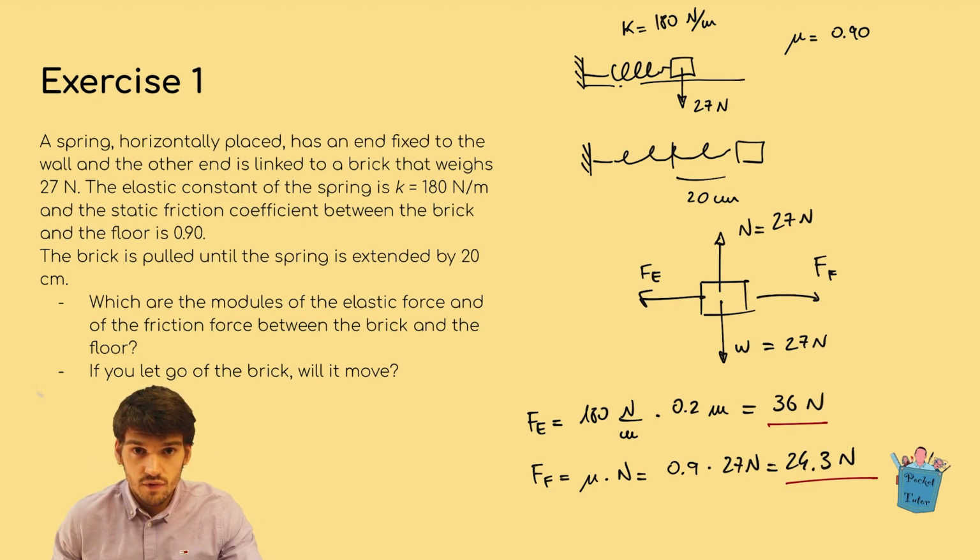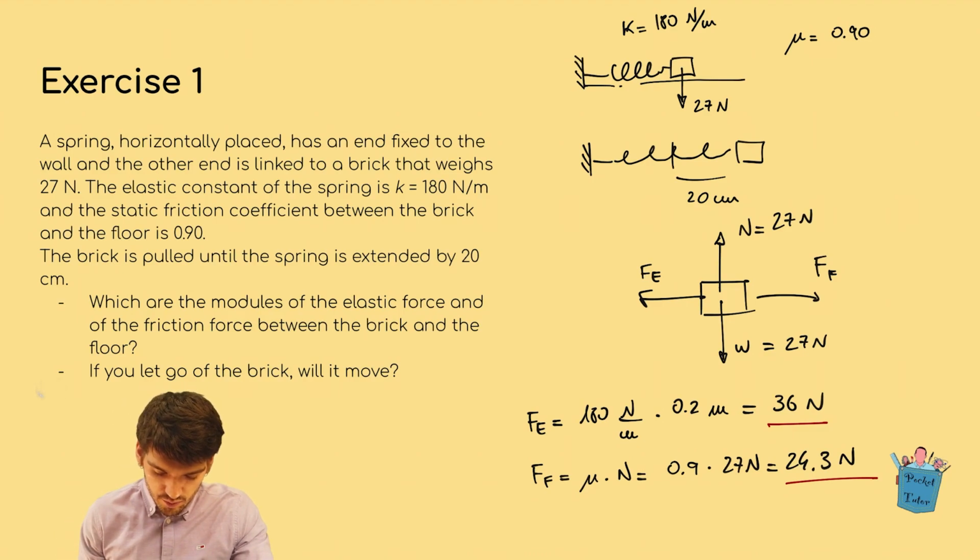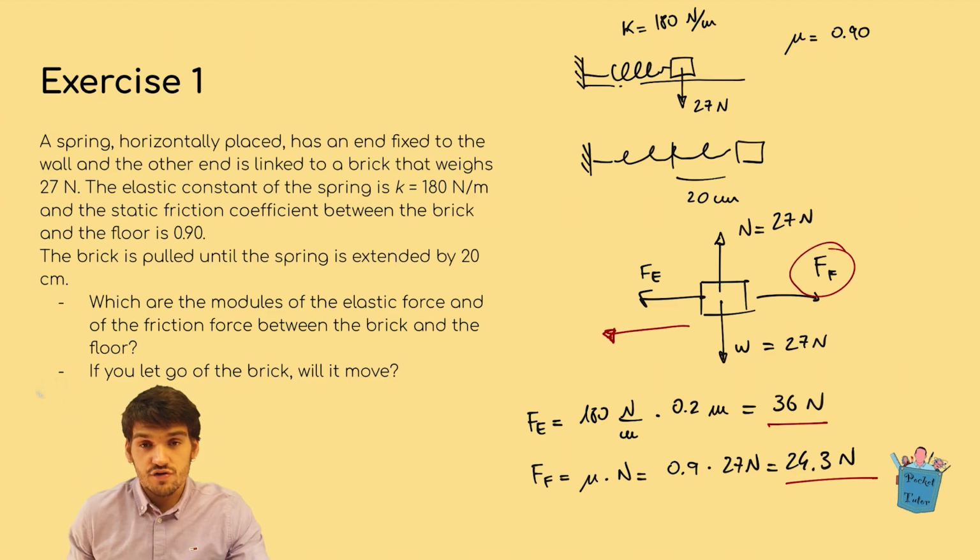friction force. For what concerns instead the second question, that is, if we let go of the brick, will it move? Then the answer is yes, because the elastic force that is pulling the brick towards the wall in this direction is greater than the friction force. This means that the friction is not enough to keep the brick in its place, and the elastic force, being greater, will pull the brick towards the wall.